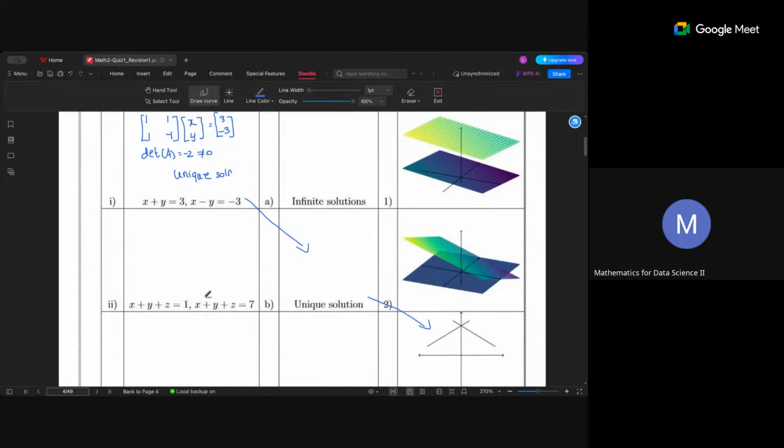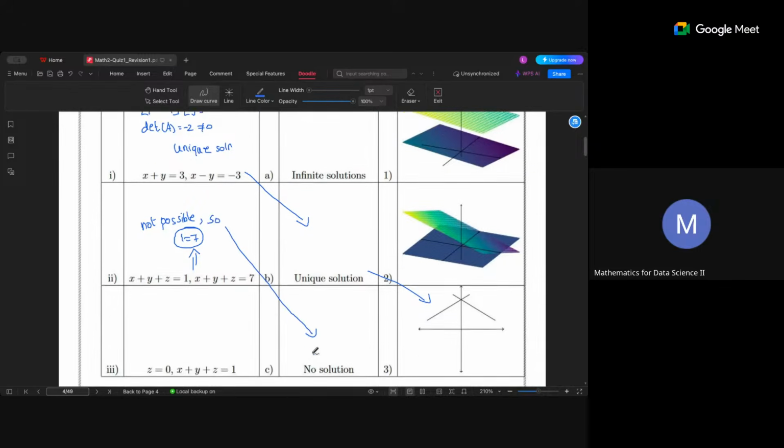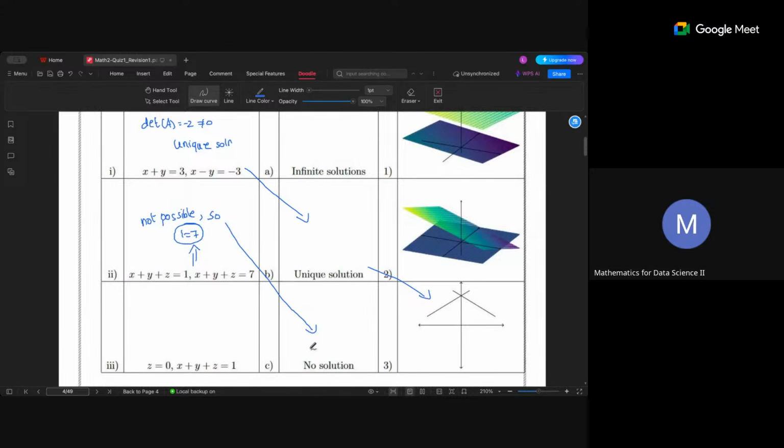For the second case, you see the LHS are the same for both equations, but the right-hand sides differ. So this is not possible, so no solution. It means that they are parallel planes.